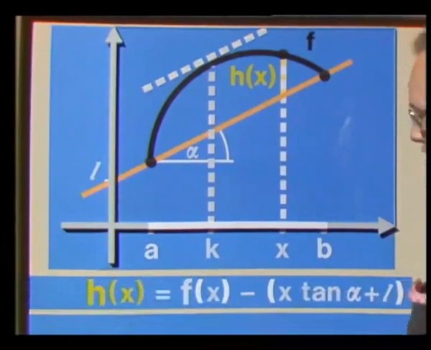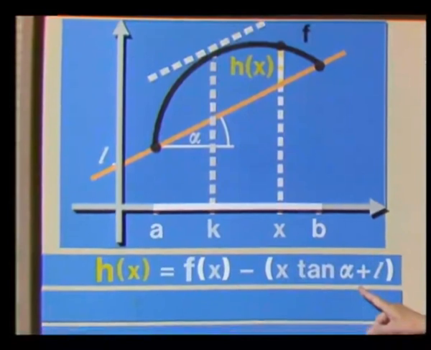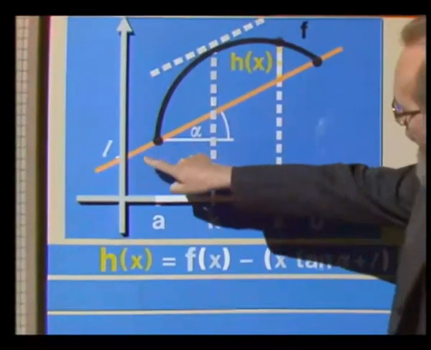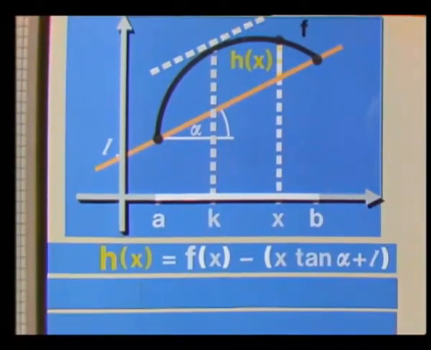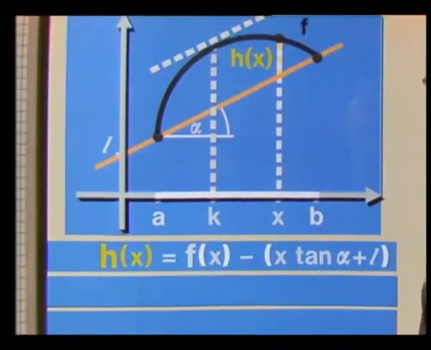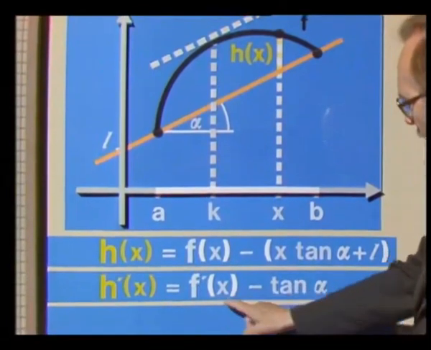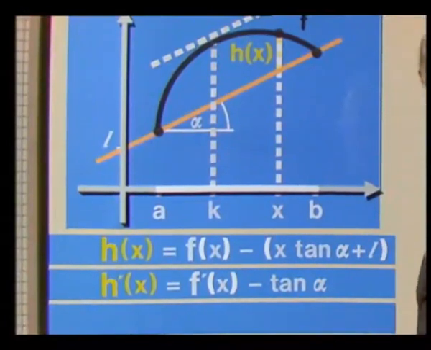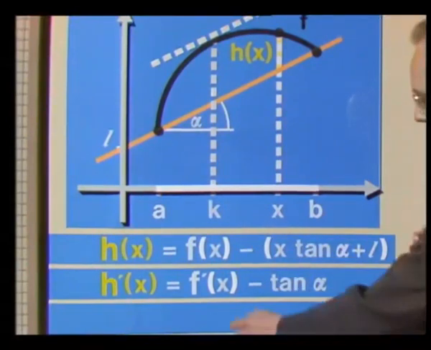Well, in terms of f(x), h(x) is f(x) minus this distance, x tan alpha plus L. This is x tan alpha, this is L, the intercept on the axis. So in fact, this is an elementary result giving us the height up to the chord. So now we can differentiate h(x), and we get h'(x) is equal to f'(x) minus tan alpha. Now remember, what we're looking for is a point k for which h'(x) is 0.